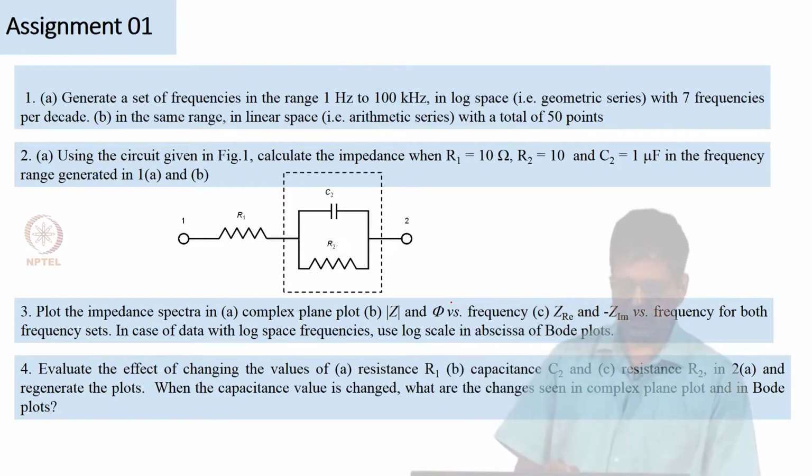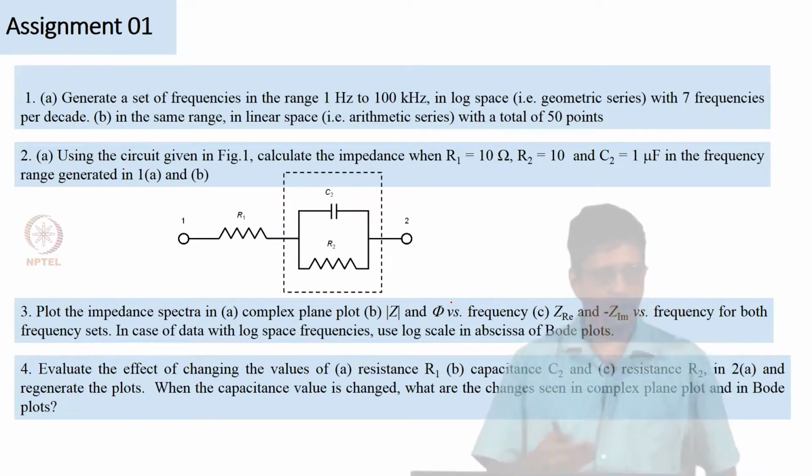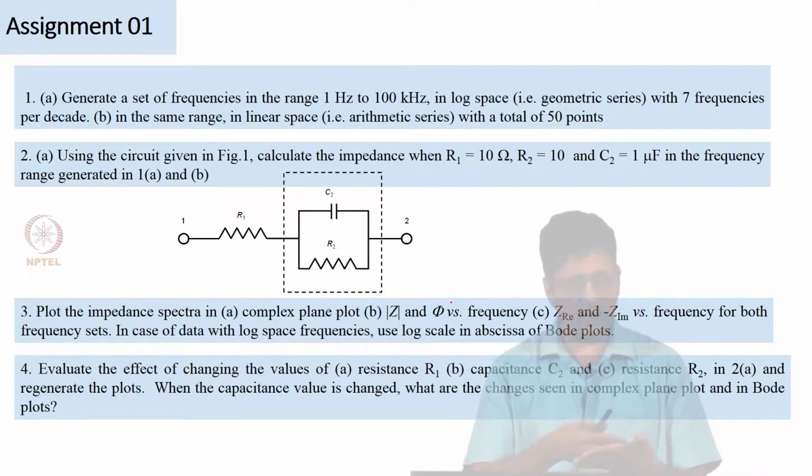So, after plotting this, I also want you to see what happens if you change the resistance R1 from 10 ohms to 5 ohms or 20 ohms. What happens if you change the capacitance value? C2 of 1 microfarad, we can make it half microfarad, 5 microfarad, and then plot them again in the Bode plot, in the complex plane plot. So, is there a difference between the one that is plotted now versus the one which was plotted with the original set of values, which is 10 ohm and 1 microfarad? So, if I put both of them in the same plot, will I be able to tell the difference?